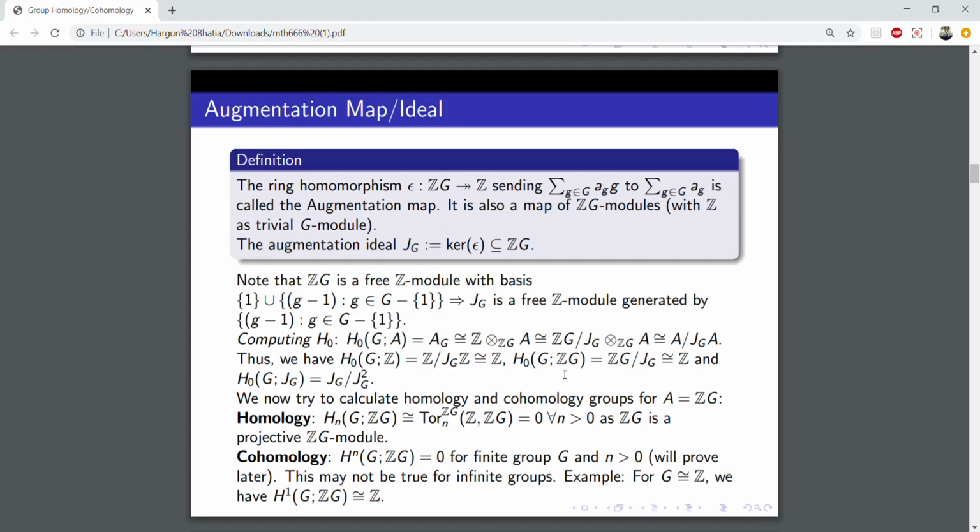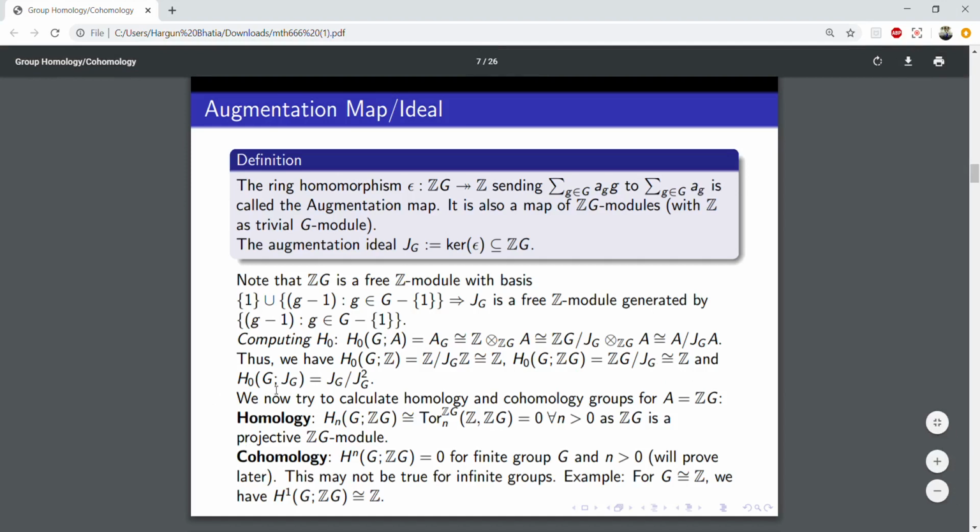Similarly, the next example is when you take A equal to ZG itself as a ZG module. Here you'll get again ZG modulo JG, which we know is isomorphic to Z. And if you calculate the zeroth homology of G with coefficients in JG, then this is again JG mod JG square using this formula. For this particular case, A equal to ZG, we can calculate the homology. We already calculated the zeroth homology, which is Z. The higher homologies are just zero. Why? Because this is nothing but Tor, and ZG is a projective ZG module, hence they are all zero.